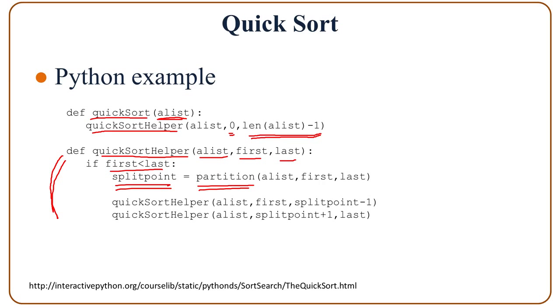So from the previous slide, we saw that elements before the split point are less than the split point element, and elements after the split point are greater than the element at the split point. And then we call quicksort helper for the first half, and also we call quicksort helper for the second half.